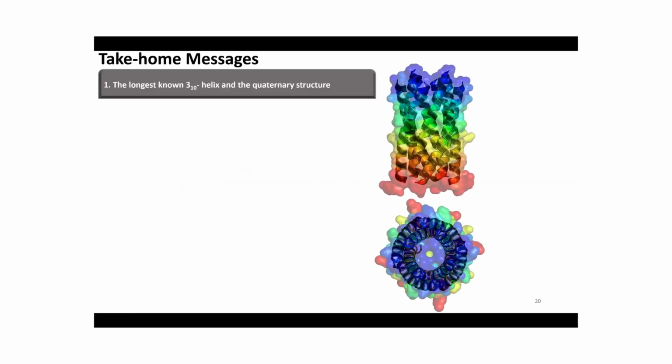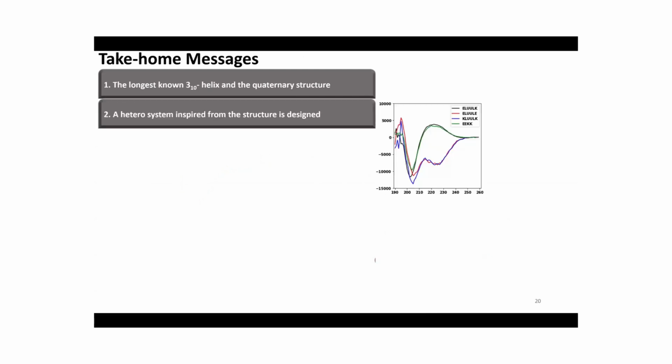So the take-home message from this is that we were successfully able to form a 310 helical assembly, which is by far the longest. The longest available was 13 residues, and this is a 30-residue-long 310 helix, so longest by far. I did talk about, but it is available in the paper, the longest hetero system, where two different types of helices can come together and still form an AB system in a one-to-one manner.